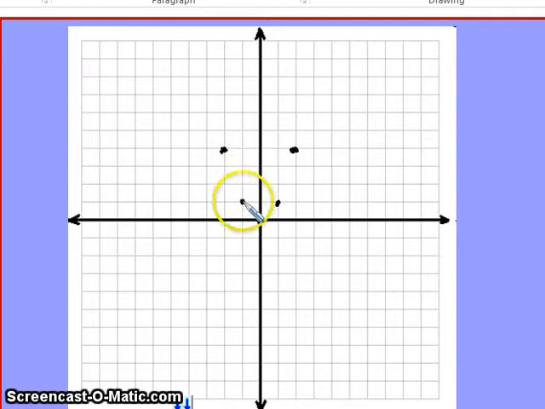Alright, now I need to connect these points. I can connect them because I can plug 1.5 in for x and get an answer. So the values in between make sense. So I'm going to connect these. And when I connect them, I get one of these. And notice that it would pass the vertical line test. It's still a function.